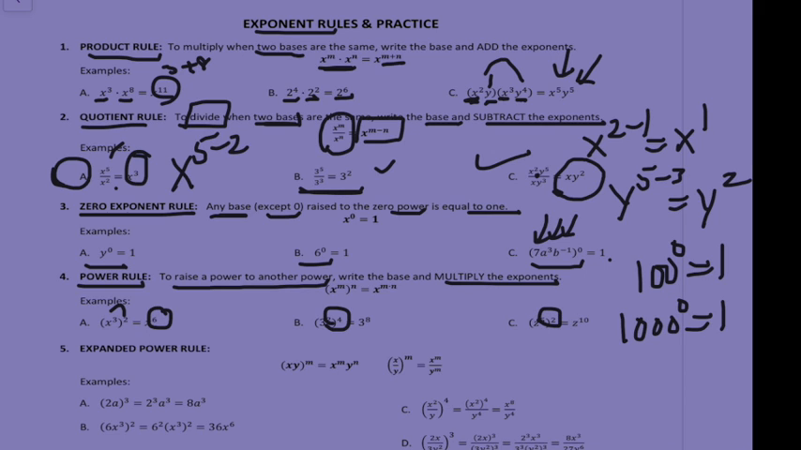This is kind of an extension of the power rule, because there are two factors inside, 2 and a, and 2 and a can be expanded. So it could be 2 to the power 3 and a to the power 3. 2 to the power 3 means 2 times 2 times 2, which is 2 times 2 is 4, and then 4 times 2 gives you 8.